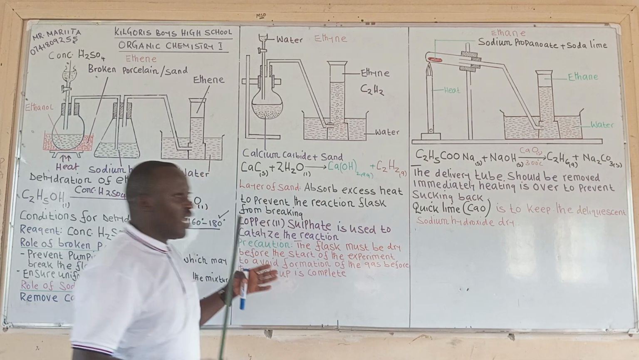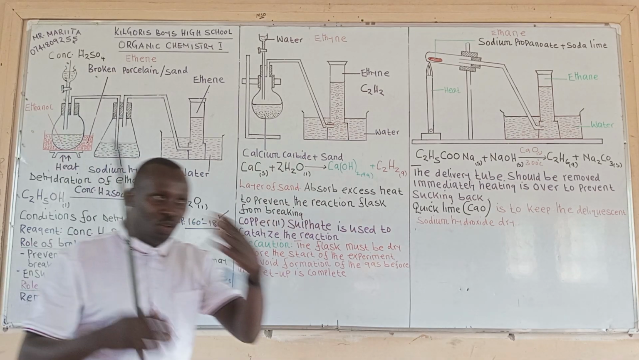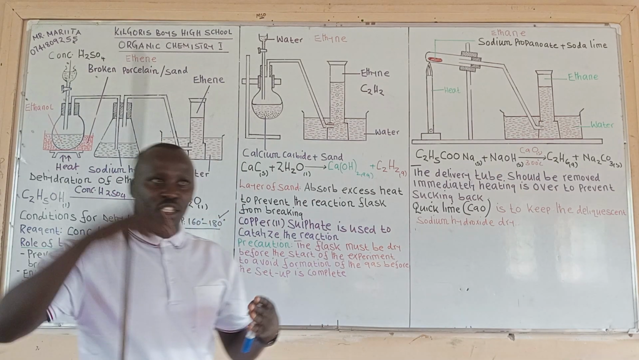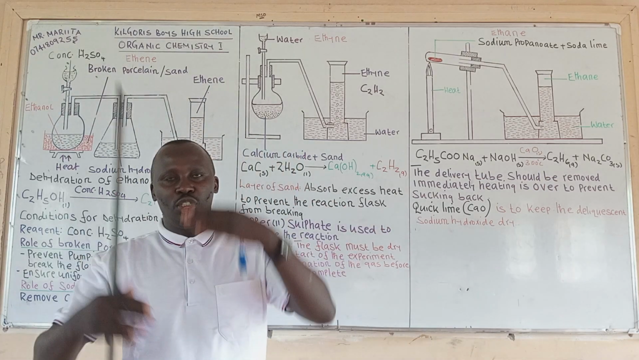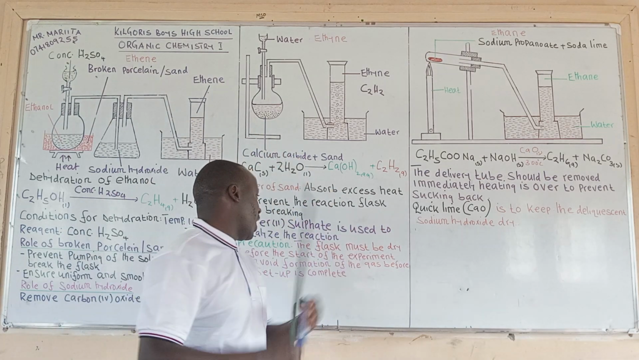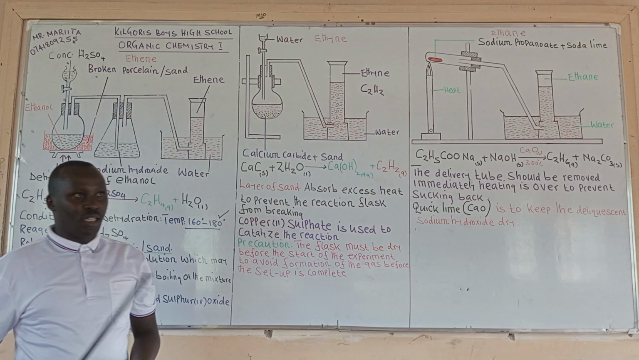So in this case, if you come across copper(II) sulfate in this experiment, you are supposed to know that it is used as a catalyst, whereby it is used to speed up the rate of the reaction. What is now the precaution required while carrying out this experiment?